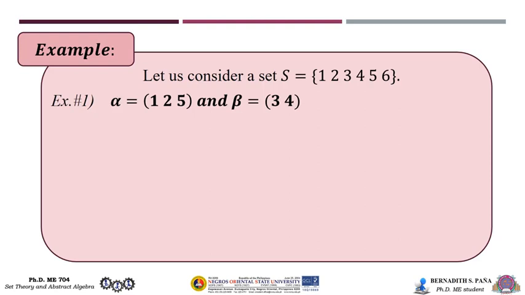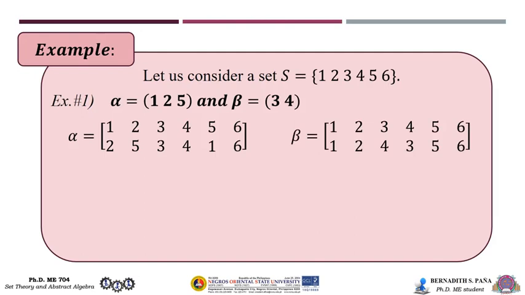Let us consider a set S with elements 1 through 6. For example number 1, suppose we have our alpha equals 1, 2, 5 and beta equals 3, 4. Since these are permutations of S6, we can write our alpha equals, for the first row, 1 through 6, and for the second row, from the given values of alpha, 1 maps to 2, 2 maps to 5, and then 3 and 4 map themselves, 5 maps back to 1, and 6 maps itself.